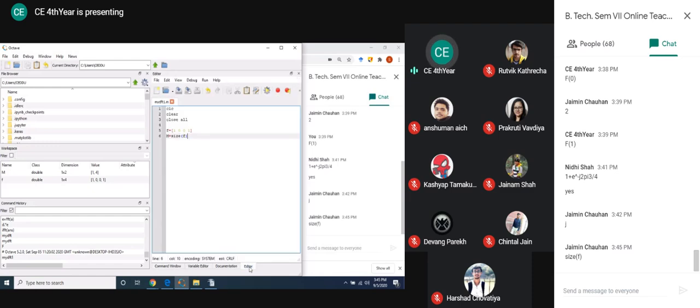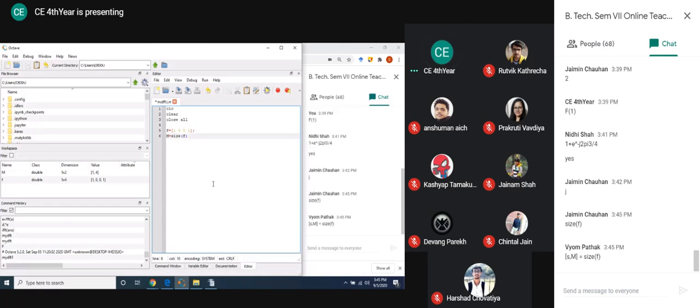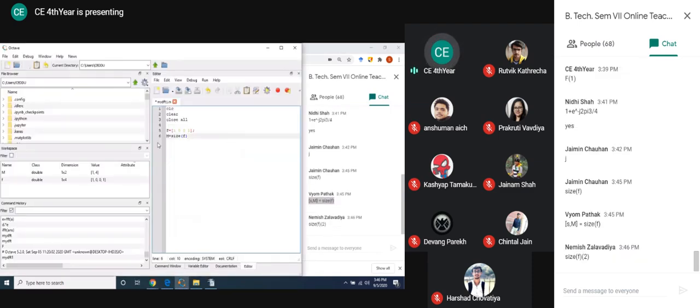What should be my code line, or what other command can you suggest? Size is not useful because it is going to give me 1 cross 4. I want M equal to 4 only. Any suggestion? Yes, you can have a dummy variable f, which is of course a valid way to do it. But you can also use the length. That is also fine. You can take the second element of size f, and otherwise you have the command length as well. Length will give you the highest dimension.